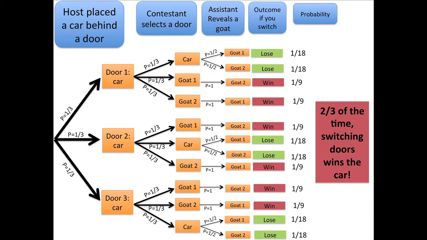And so, if you initially pick a goat, then you need to switch doors to win. So that means that 2/3 of the time, when you switch doors, you'll win, because 2/3 of the time, you'll have initially picked a goat. And that's exactly what the decision tree confirms. A good way to get a better sense of why this is the case is to think about what would happen if we added more doors and more goats.